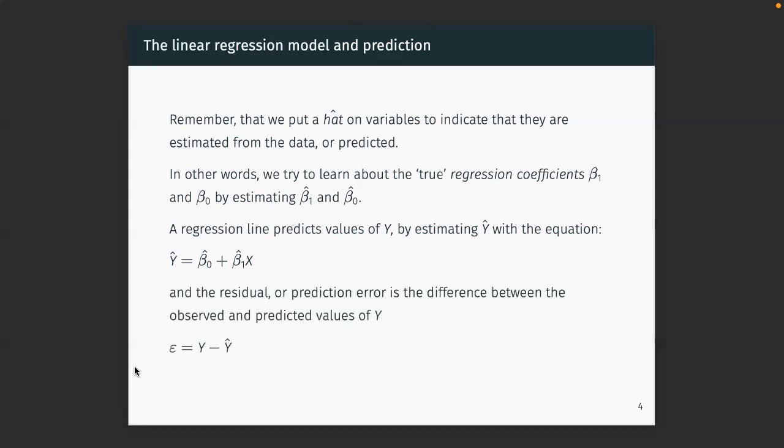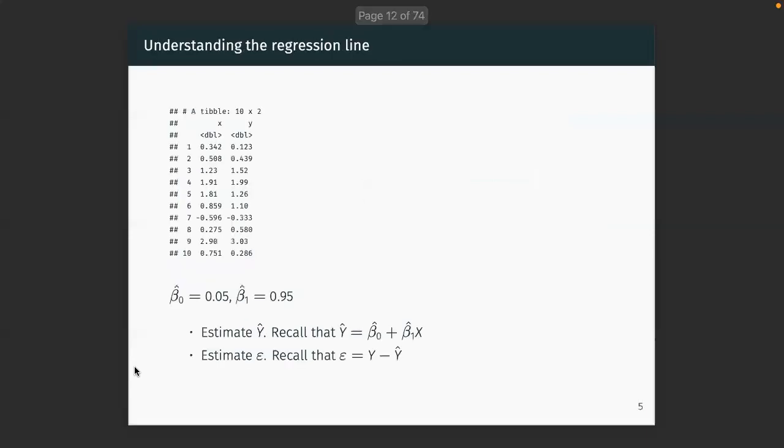So the residual, we can reformulate it as y minus y hat, or y minus the expected value of y. So the error term is the true value of y minus our prediction from the regression equation for y. So let's think about this regression line for a second.